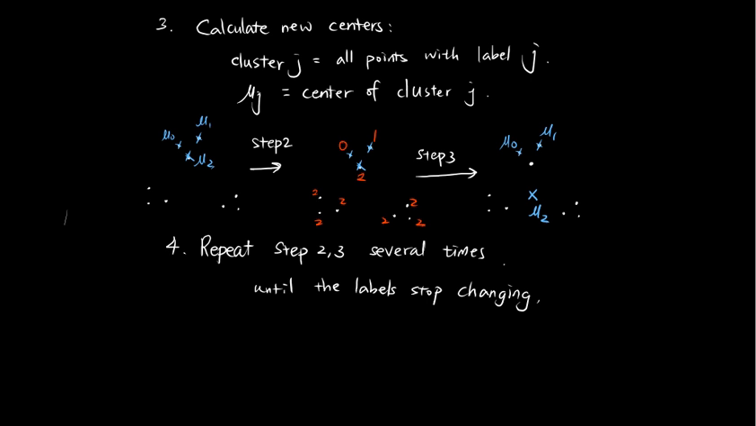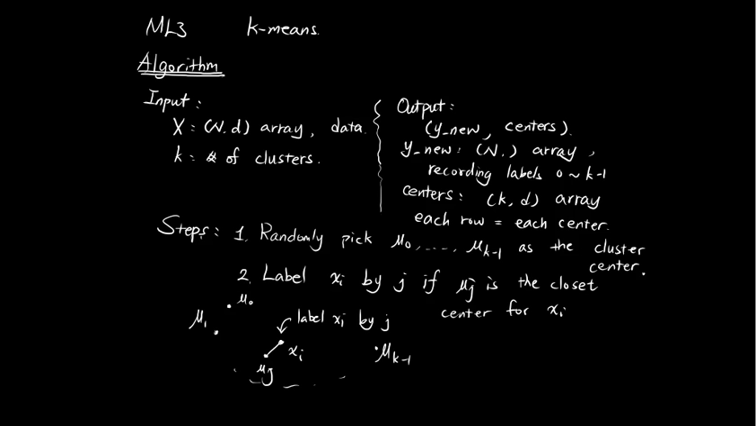Okay, so let's revisit all the steps, because we are going to do the coding. All right, the first step is to randomly pick some mu. And to do this, you can just pick some data point as the center. So this one, try to randomly pick that. And the second step and the third step are labeling and finding the center. So let's try to do that.